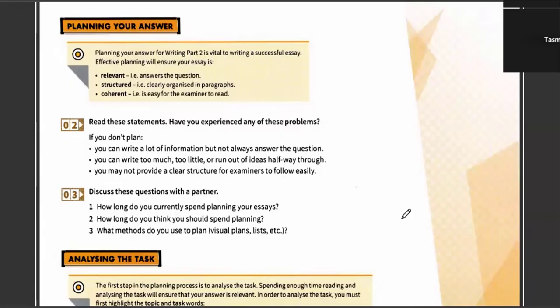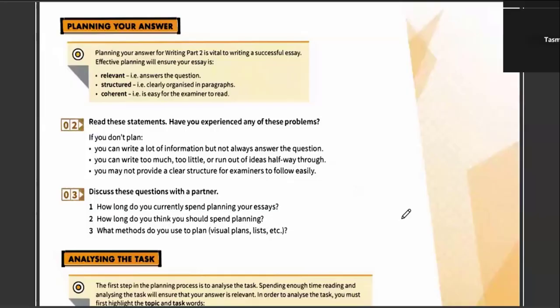Next, your essay should be structured. It should be clearly organized in paragraphs. It should not be messy. It should not be one sentence in one paragraph and then two sentences in another paragraph and again three sentences in another paragraph. No, it should be structured. You have to put relevant points in the introduction, in the main body, and in the conclusion.